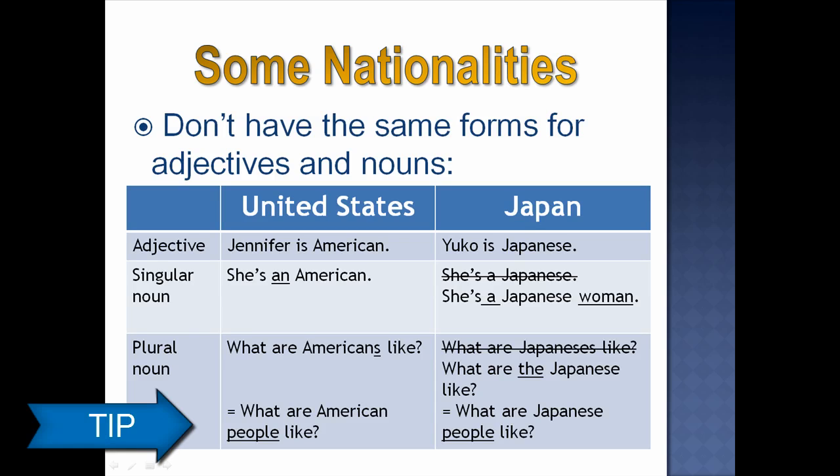Here's a tip. With all nationalities, you can simply use the adjective plus the word people. What are American people like? What are Japanese people like?